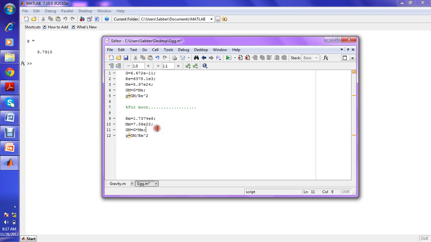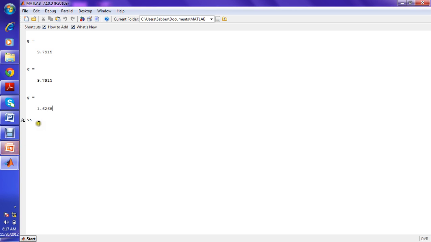So we can calculate. Okay, let's see what is the result of this. So GM equals G times Mm, that means the mass of the moon, and g equals GM divided by R_m squared. Okay, so let's see. Yeah, so this is the acceleration due to gravity on the surface of the Earth, and this is the acceleration due to gravity on the surface of the Moon.